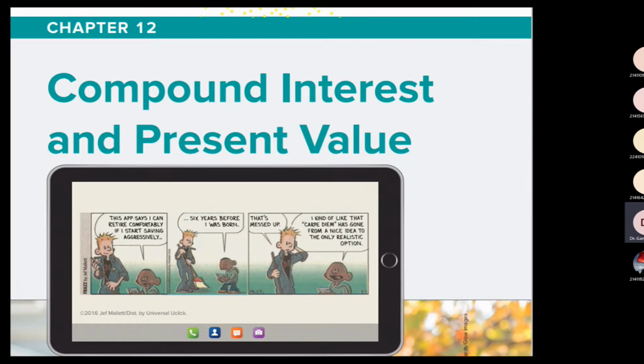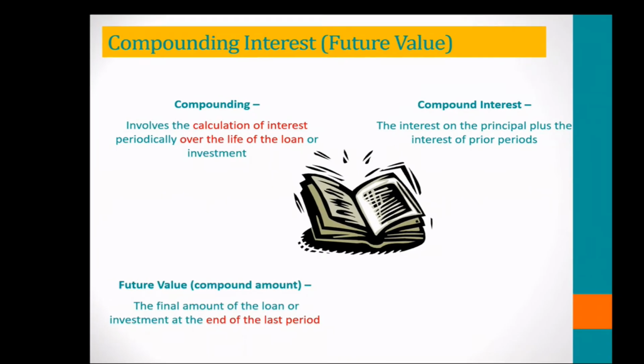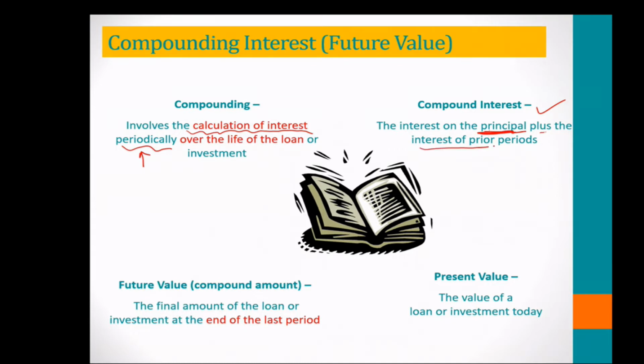Compound interest. Compounding involves calculation of interest periodically over the life of the loan or investment. Periodically means it's calculated every year or every 6 months, or every month or every day also. Compound interest is the interest on the principal plus the interest of prior periods.